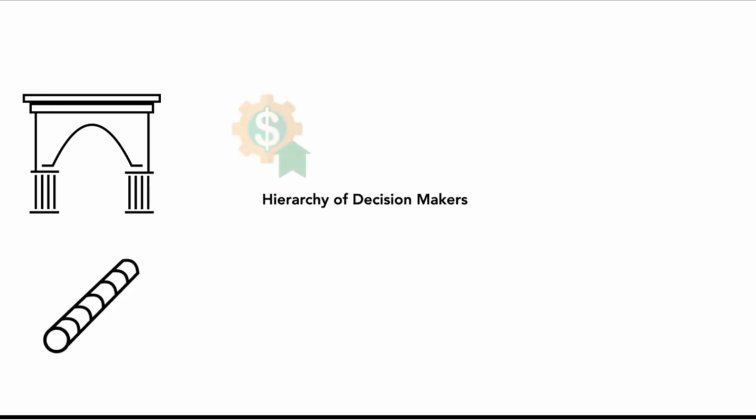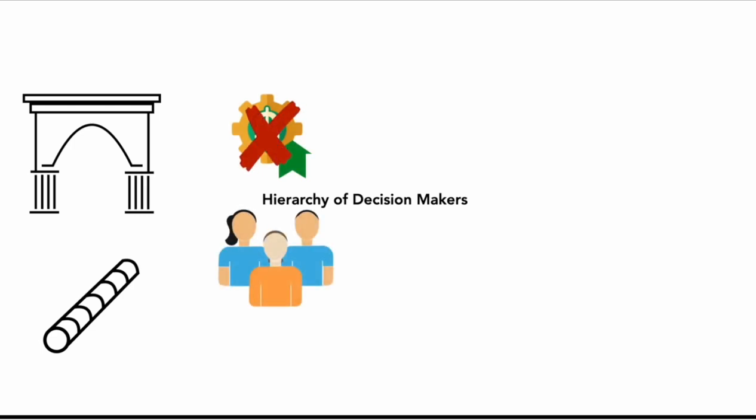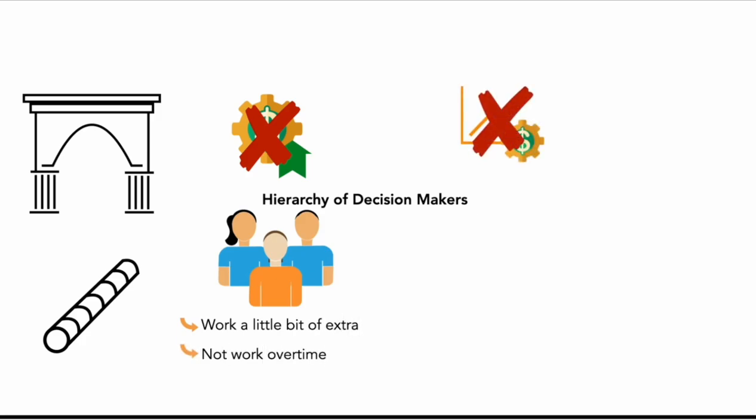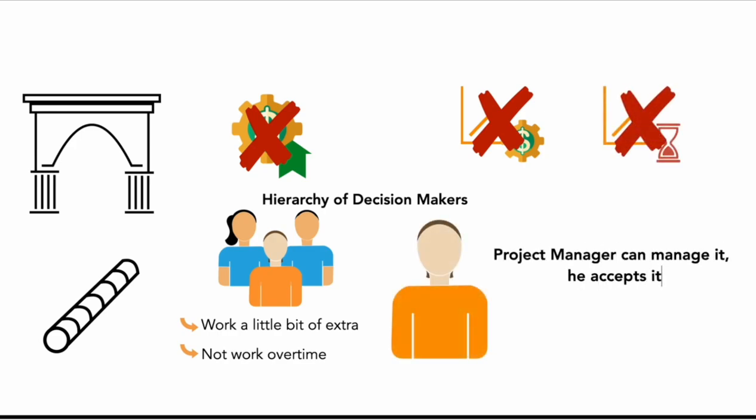I was able to negotiate such that there's no incremental cost associated to it, and my team will just work a little bit of extra. We will not work overtime, and there will be no cost impact to it. Neither would there be any schedule impact to it. In short, the project manager can manage it. He accepts it. So that's a good example of a project where he doesn't have to escalate it to somebody else, like what the control process will show you in a minute.